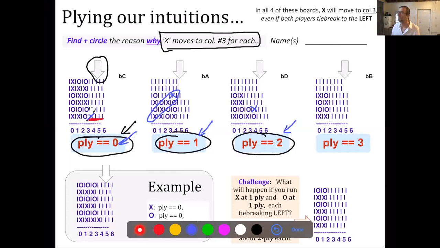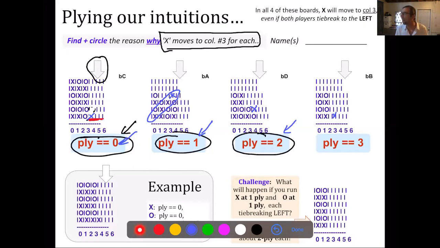Okay, if we move three moves ahead, then we have to put ourselves in our opponent's place, and our opponent is now looking only two moves ahead. So we've got to think about all the different possibilities here. So let's think about this, okay? The question is, why is column three the right place to go? Column three would be here. Why is that the right place to go?